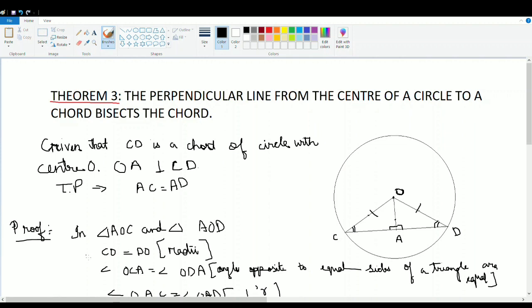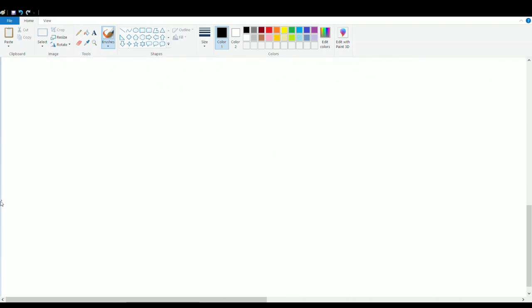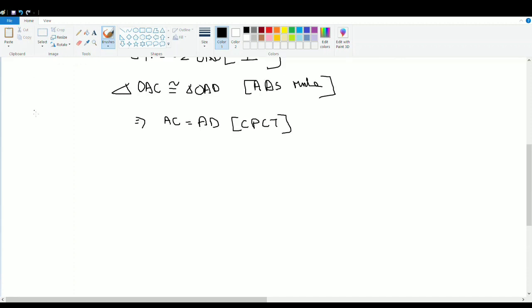So the statement is that if we draw a line from the center to a chord, and if it bisects the chord, then the line segment is perpendicular to CD, or like perpendicular to the chord. So this is the theorem. The basic theorem. This theorem 4, we can say is the converse theorem.